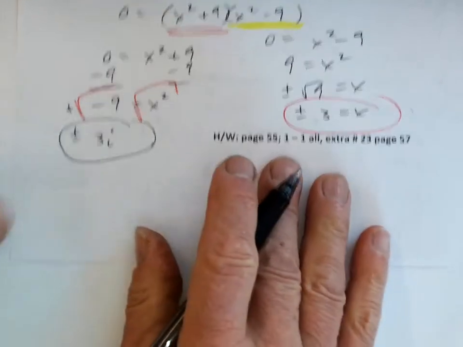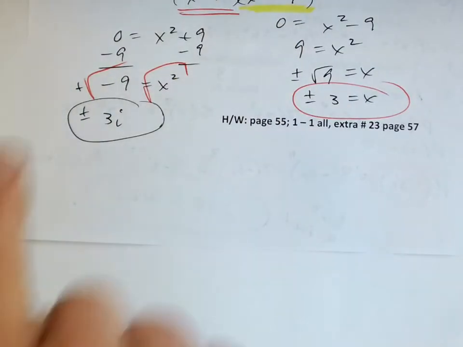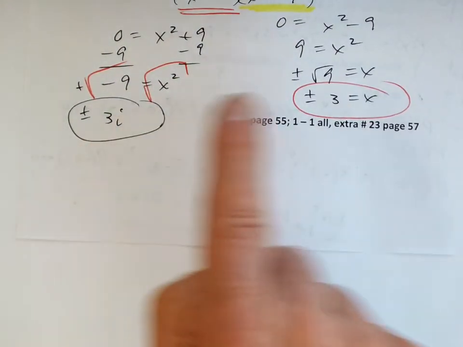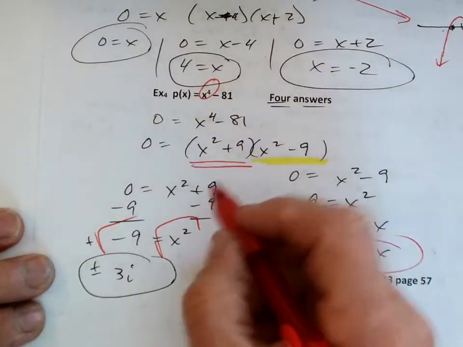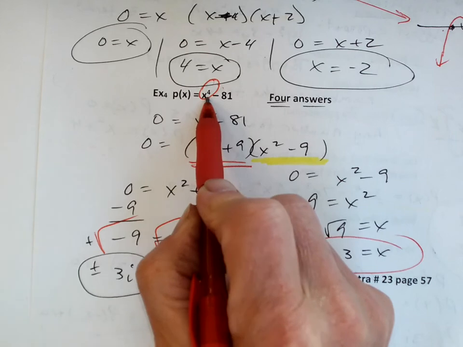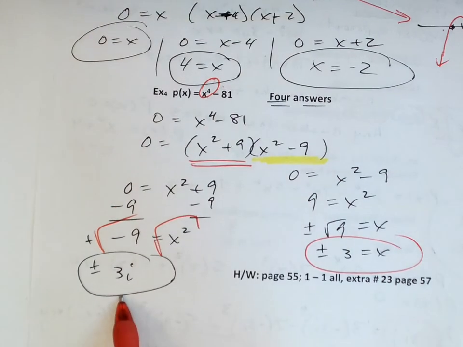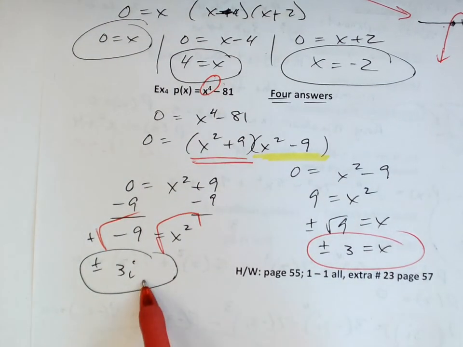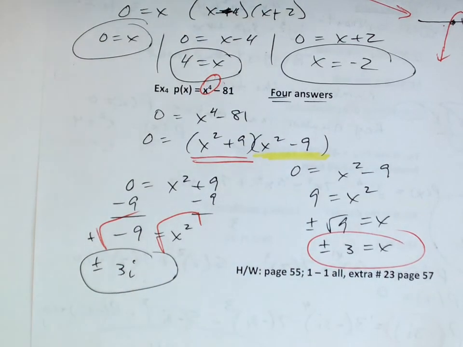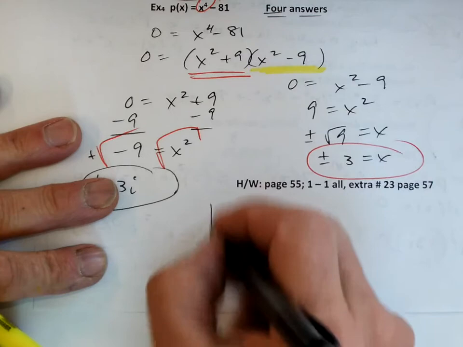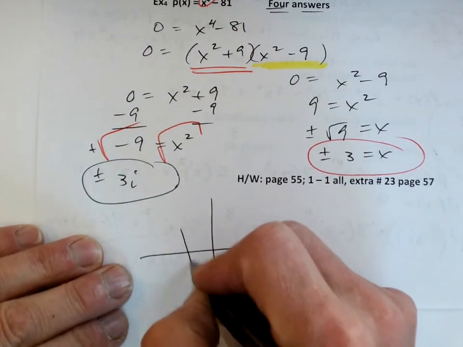So I did get 4 answers, didn't I? I've got 2 imaginaries and 2 reals, but I still got, you ready? I still got 4 answers. I got 1, 2, 3, 4. 2 of them are imaginary and 2 of them are real. Okay? How's that sound? And then an example of this graph looks something like this.